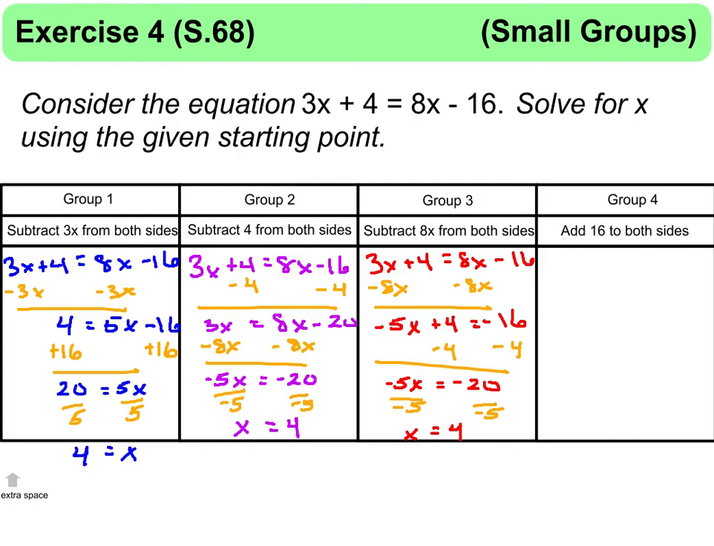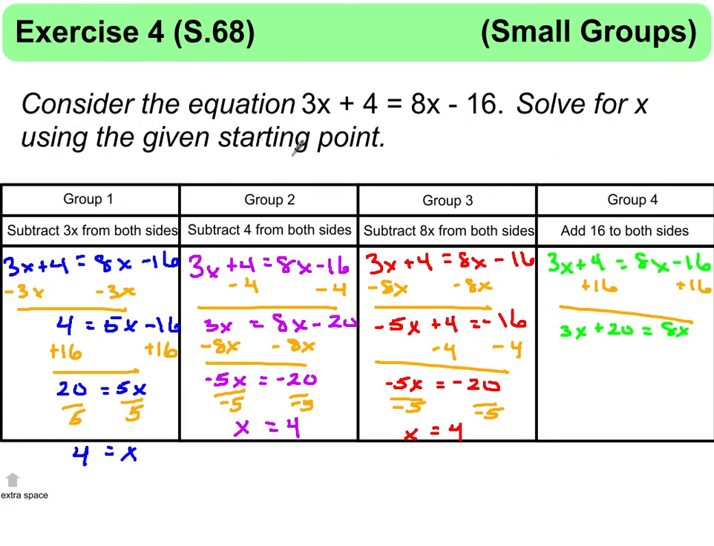In the last part, again, we will write down our 3x plus our 4 equals our 8x minus our 16. They want us to start by adding 16 on both sides. So we start with plus 16 and plus 16, always being careful to line up like terms. And so we keep our 3x. 4 plus 16 is a positive 20 equals our 8x.